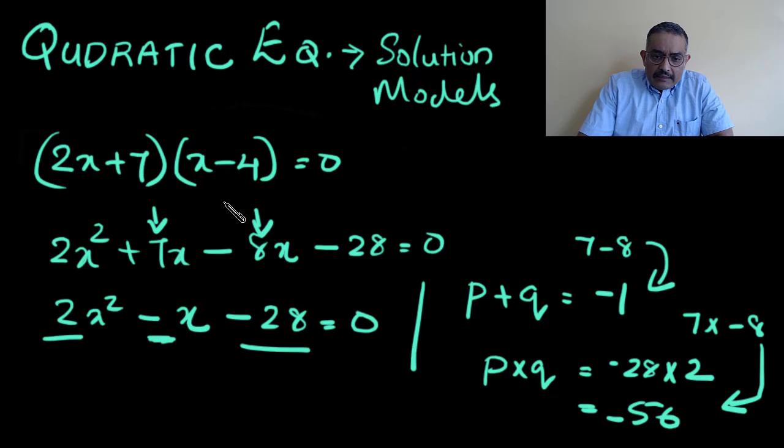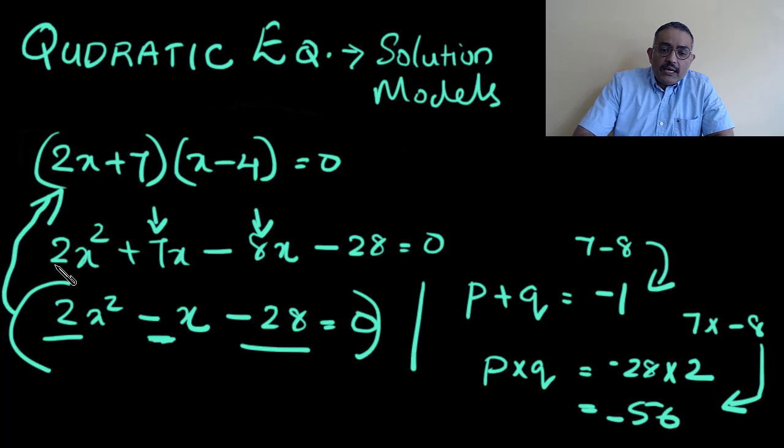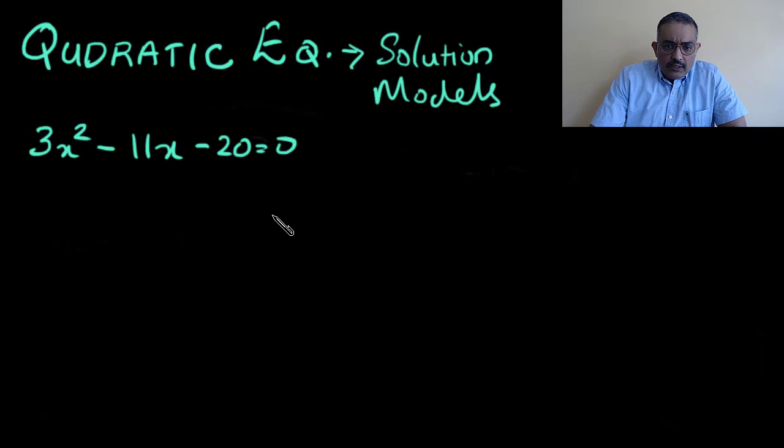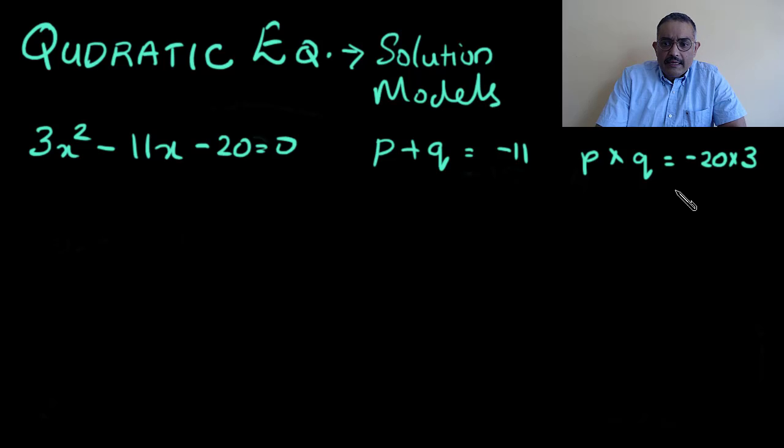So we're going to do the reverse of this process, from this equation back to this form, in order to find the root. Now let's look at this example: 3x squared minus 11x minus 20 equal to 0. Our goal is to find the p and q, right? So p plus q equal to negative 11, and p times q equal to negative 20 times 3, or negative 60.